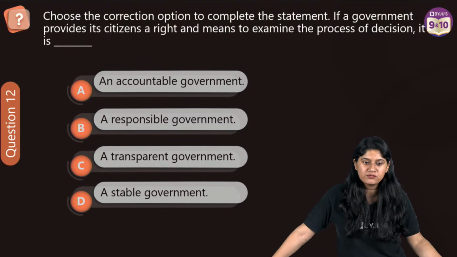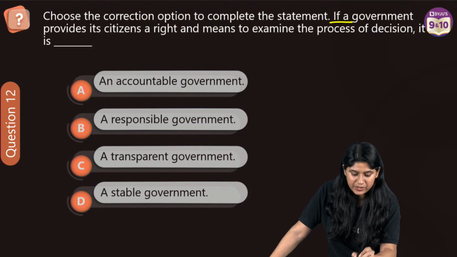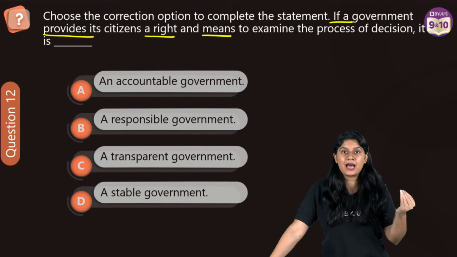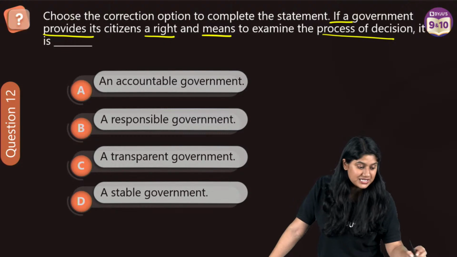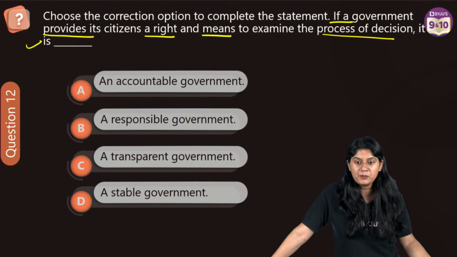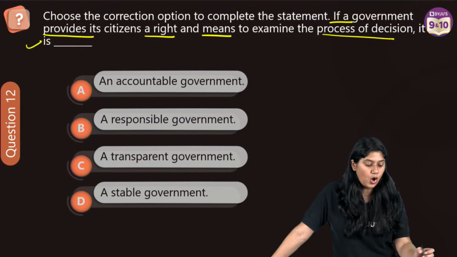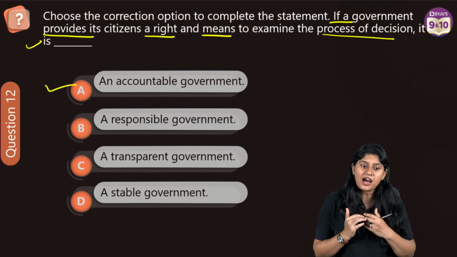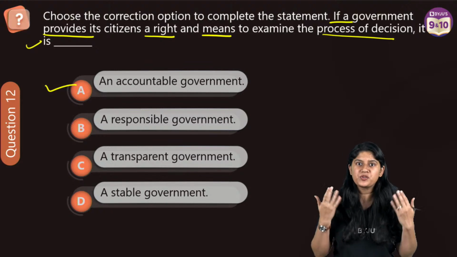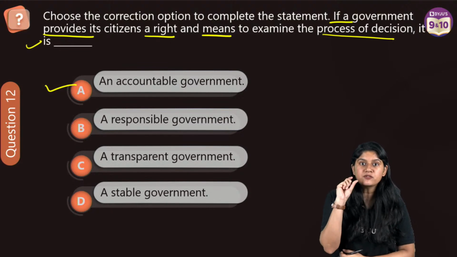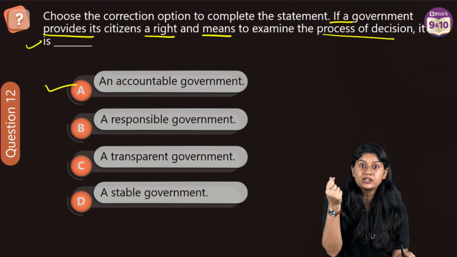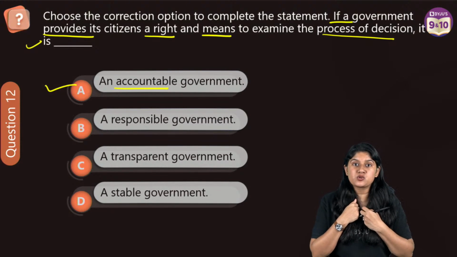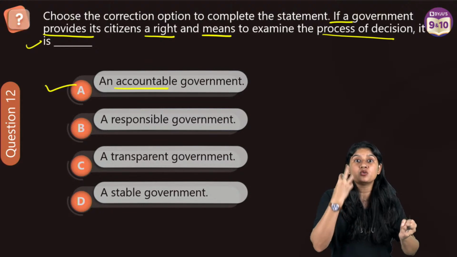And I think we have a huge confusion over here. The question is, if a government provides its citizens a right and means to examine the process of decision, it is only one type of government, accountable government. It's option number A. See again, why? Responsible, transparent and stable governments are very good terms, right? They look very positive. But in terms of democracy, we always use accountable government. Why? Because we have elected individuals, we have elected the leaders. Now they are accountable to us.